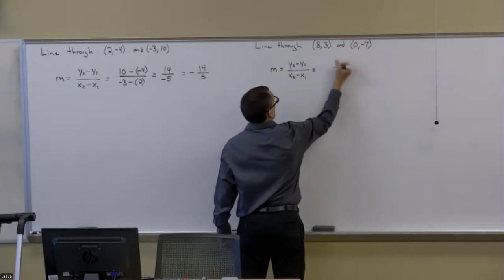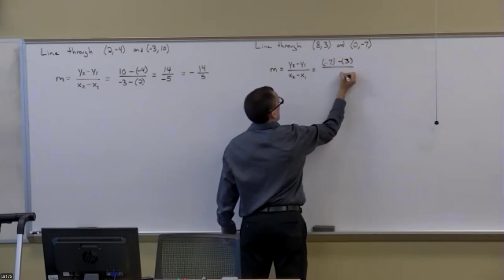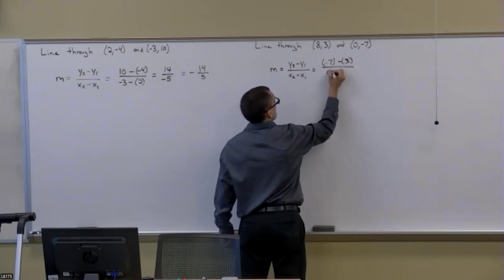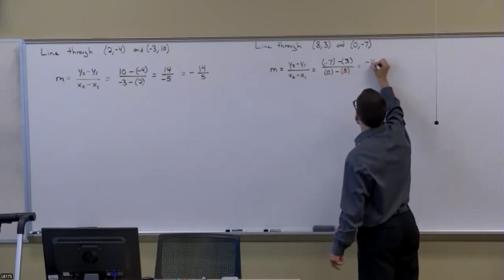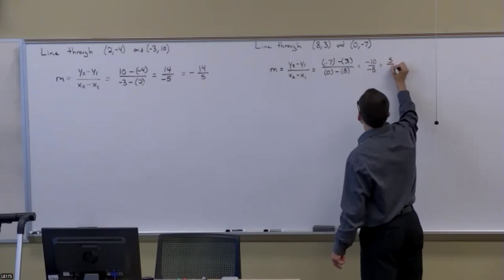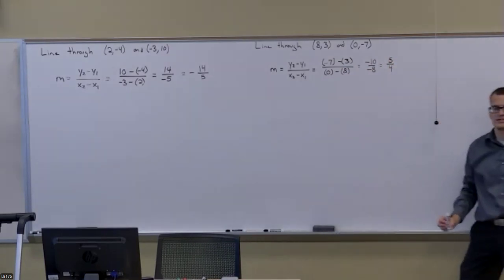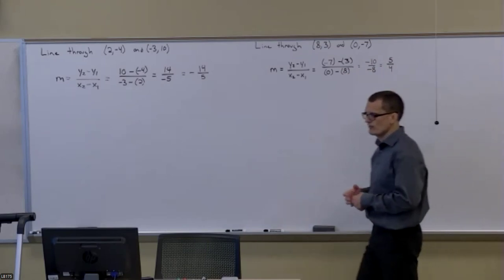So anyways, y2 is negative 7 minus y1 is 3, divided by x2, which is 0, minus x1, which is 8. Looks like I'm getting a negative 10 over a negative 8, which, if I write that as a reduced fraction, that'd be 5/4. If I wrote that as a decimal, that'd be 1.25.